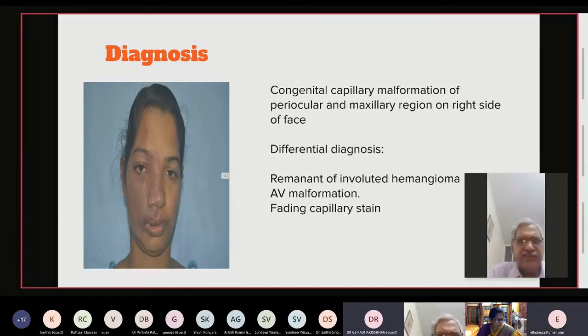Capillary malformations follow the trigeminal nerve distribution, sir. This is a periauricular and maxillary region distribution, and they are confined to the midline, sir. They do not cross the midline, whereas hemangiomas can be segmental. Okay, I got your point. So this is one point which is in favor of capillary malformation. Any other things?